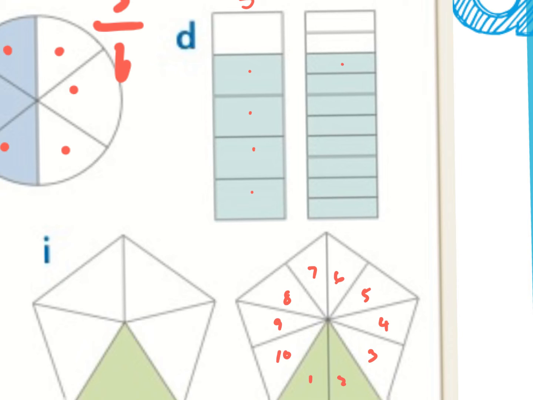Let's have a look at that. 1, 2, 3, 4, 5, 6, 7, 8. 8 over 10. So that's my equivalent fractions there. All right, that brings us to the end of your lesson 1 of this video.